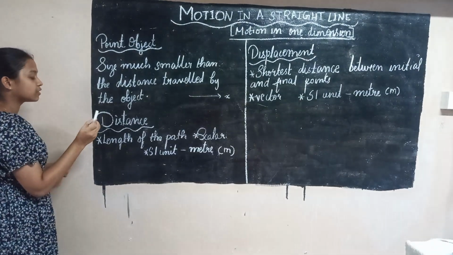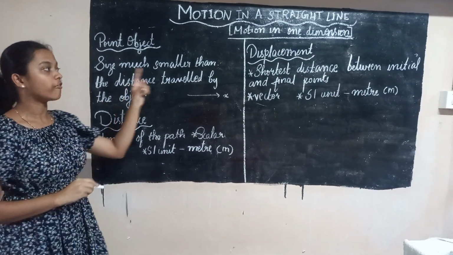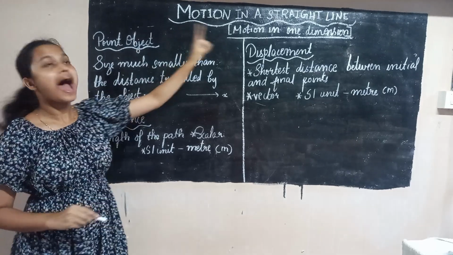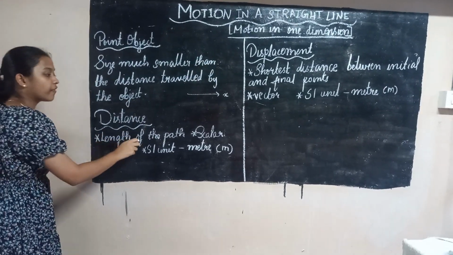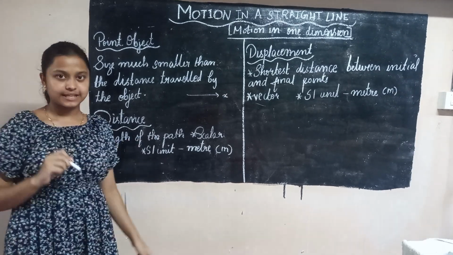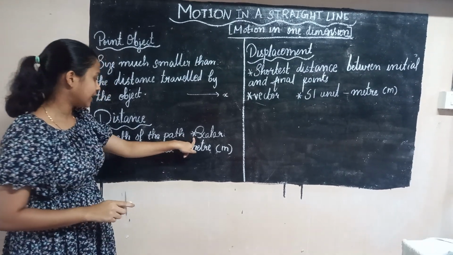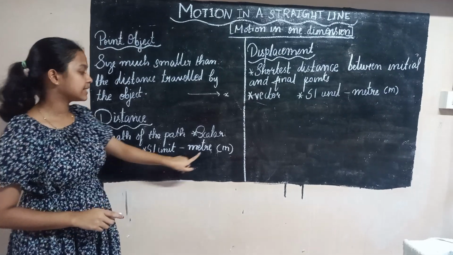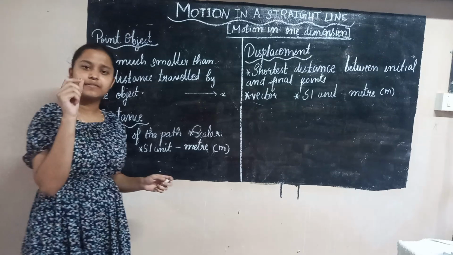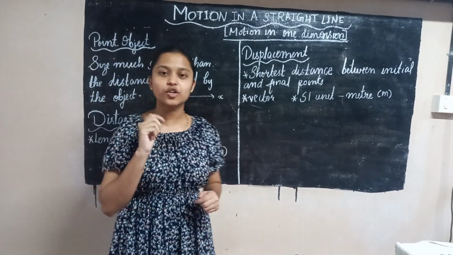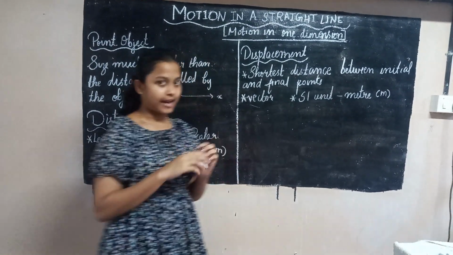Now moving on to the two main terms of motion, distance and displacement. Distance is the length of the path the object has travelled. It is a scalar quantity and the SI unit is meter. It is said to be a scalar quantity because we only consider the magnitude of distance and not the direction.